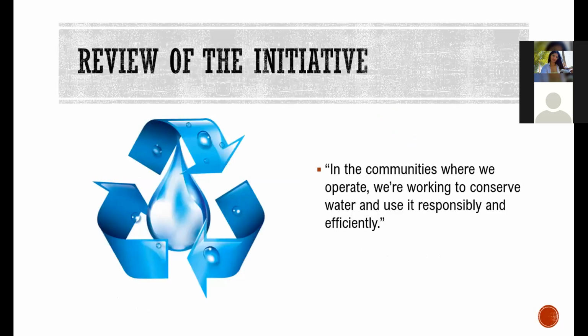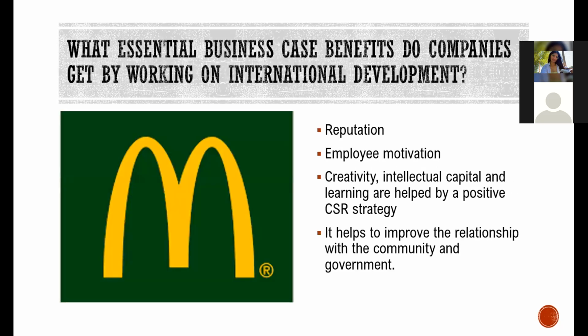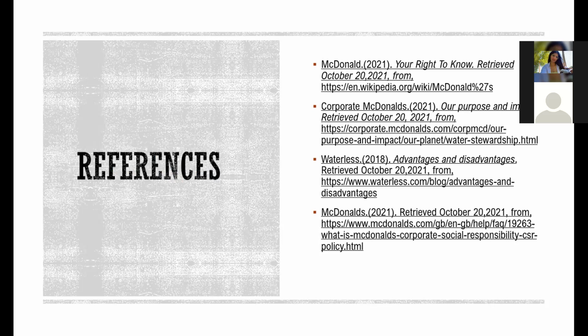So for McDonald's, in the communities where they operate, they are working to conserve water and use it responsibly and efficiently. Because of that, McDonald's is getting a good reputation, and employee motivation, creativity, intellectual capital, and learning happen through a positive CSR strategy, and it helps to improve the relationship with the community and government. Yeah, there is my reference, and thanks so much.